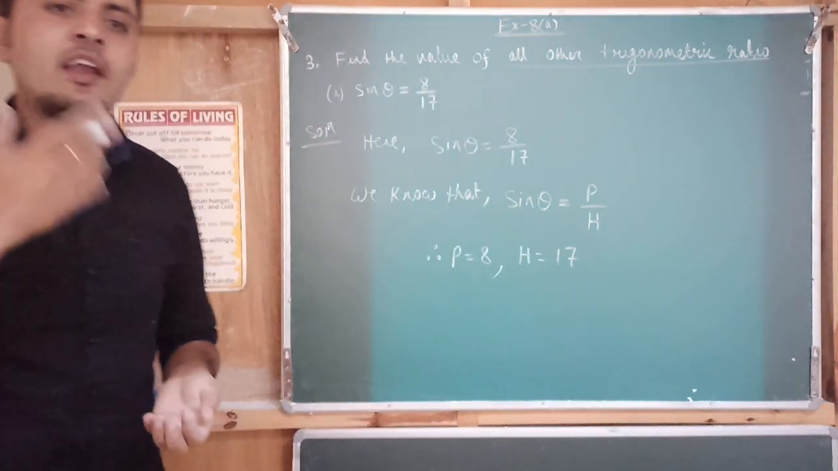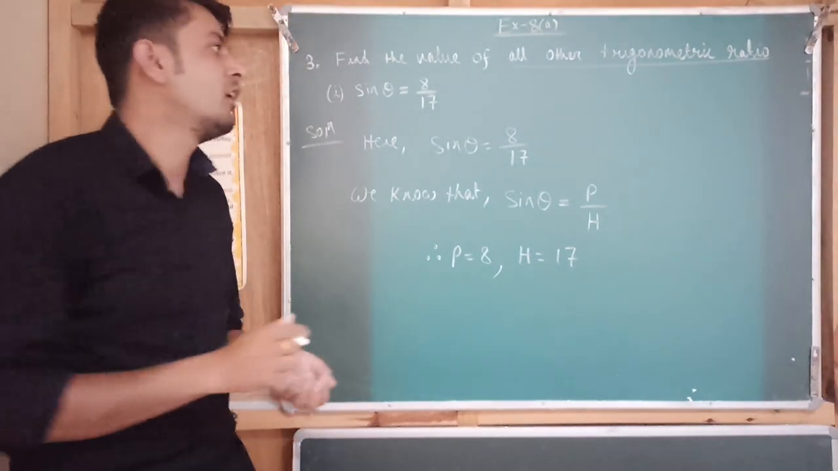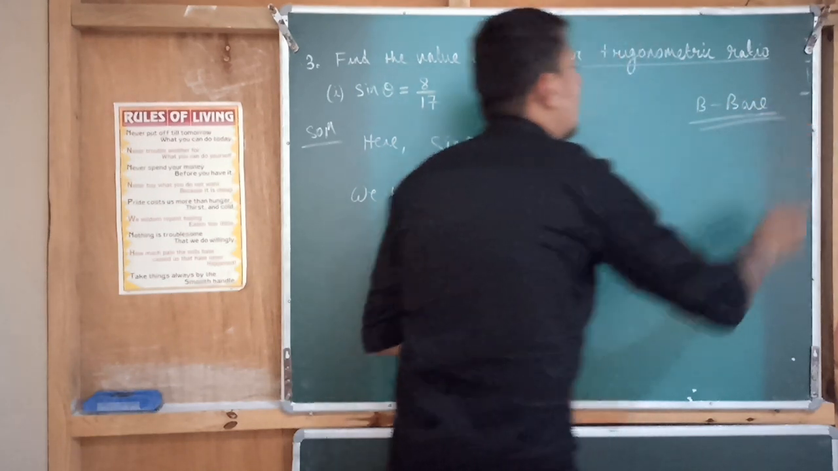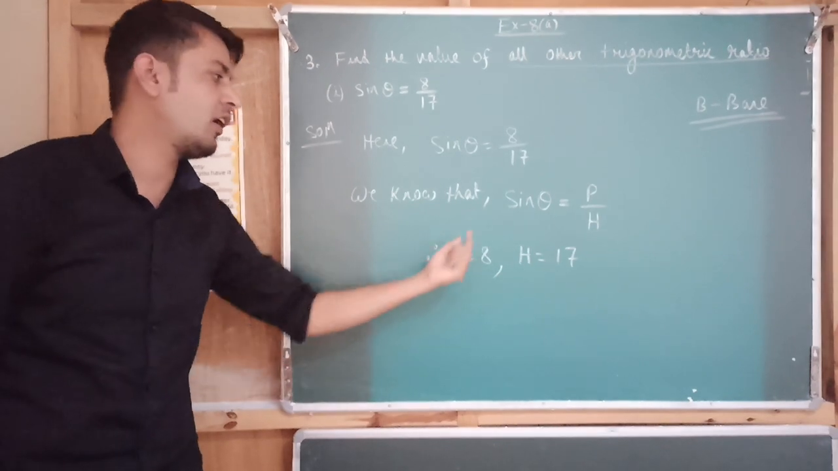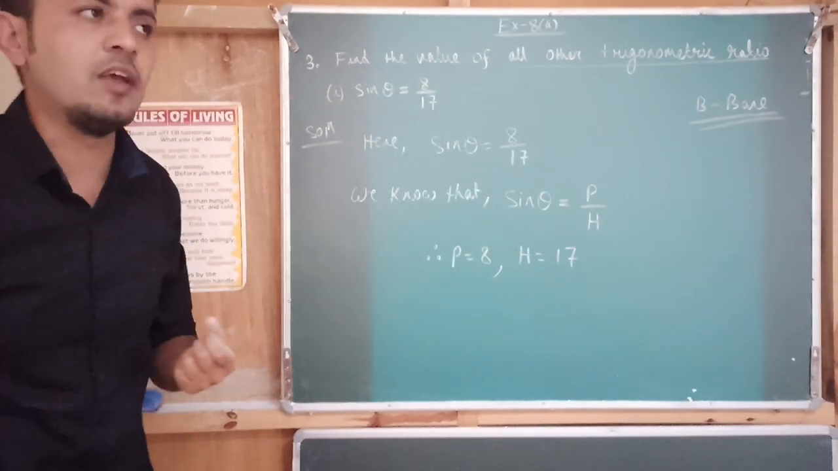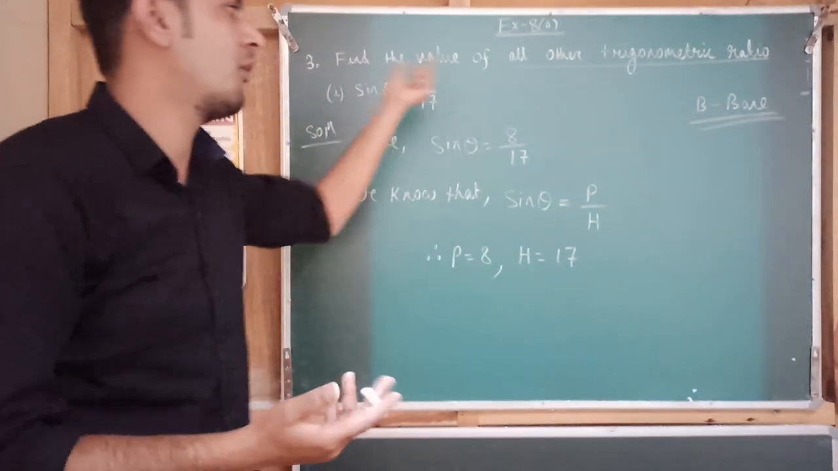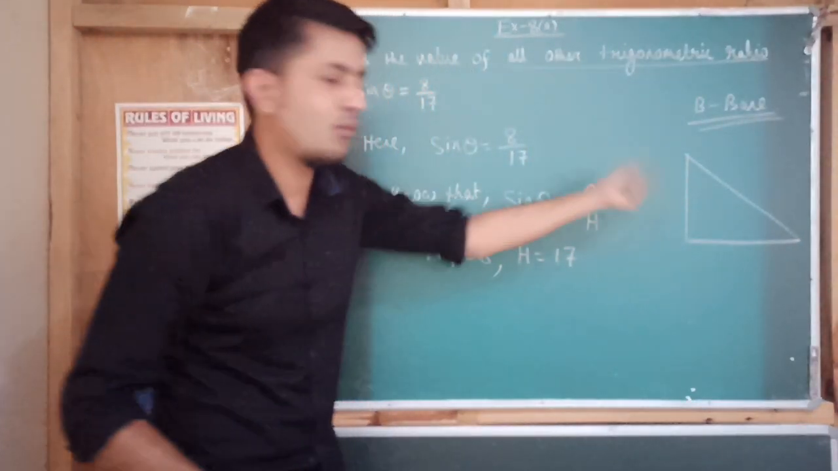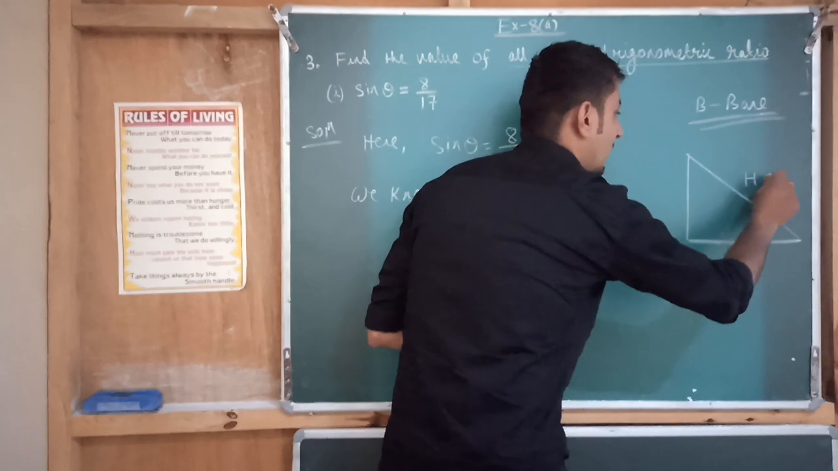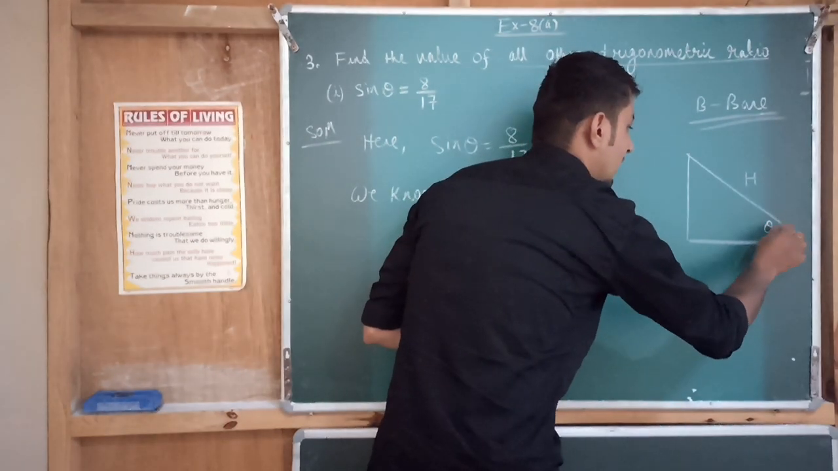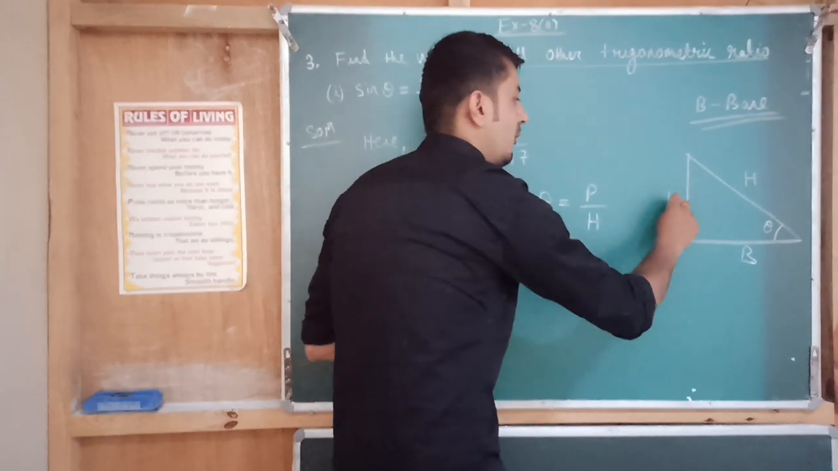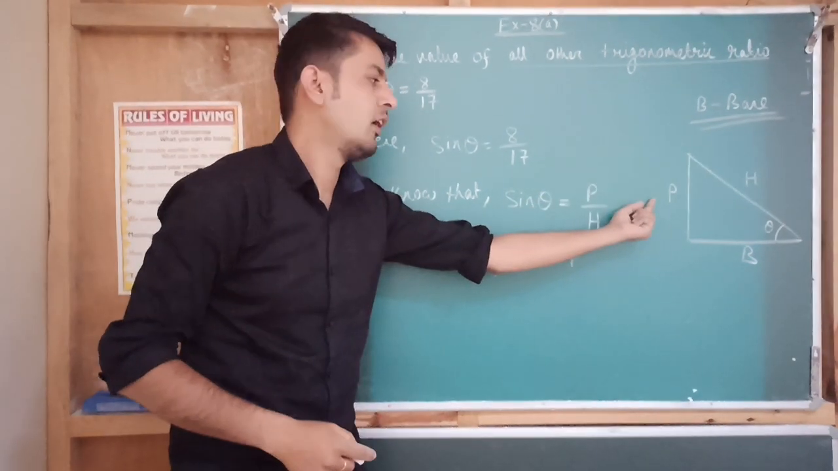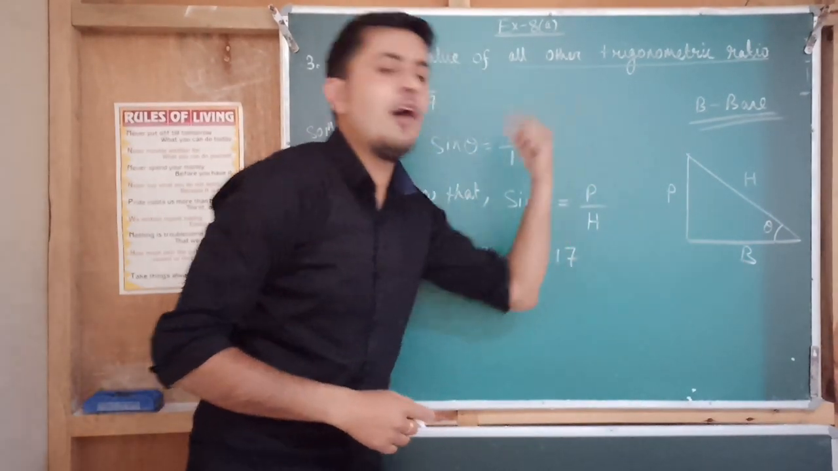Now, in order to find the other 5 trigonometric ratios, we need the base. You already know your perpendicular and your hypotenuse, so how do we find the base? Whenever you go to trigonometry, there is a right angle triangle. Consider one right angle triangle. This will be the hypotenuse, you can make the angle theta here, this will be the base and this will be the perpendicular. You know the hypotenuse and perpendicular, and you have to find the base first.